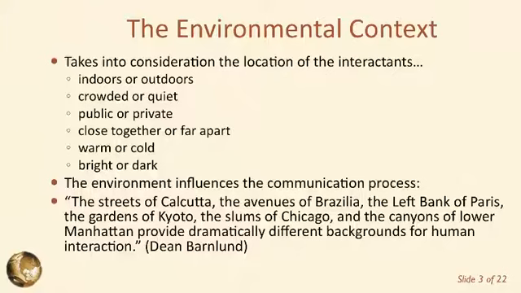Streets of Calcutta, the avenues of Brasilia, the left bank of Paris, the gardens of Kyoto, Japan, slums of Chicago, canyons of Lower Manhattan, and we're talking there obviously about the so-called built environment and not about natural environments, but obviously even within those examples there's an awful lot of variation.